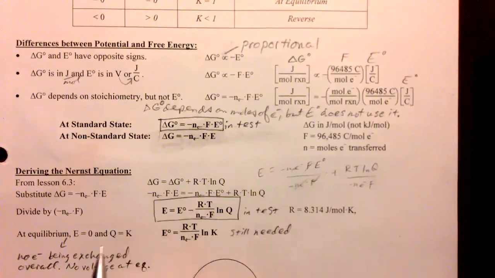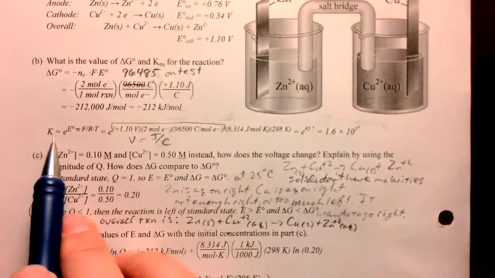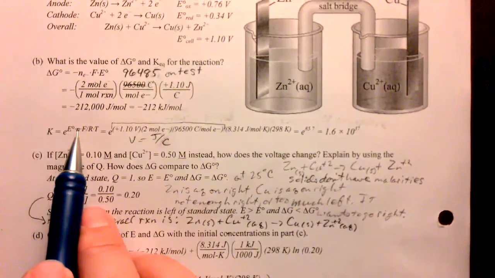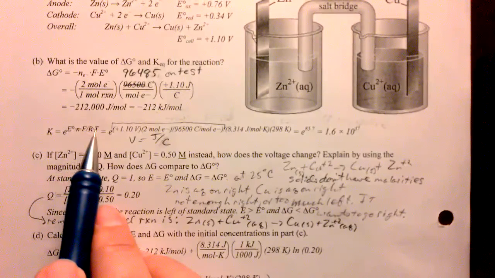So at K, I know I must be at equilibrium, and we said that E non-standard disappears. But if we solve it for K, this whole piece divides under, and then I have to take e to the power of both sides. So this over that becomes the exponent on e. And when I do e to the power of natural log, they unzip and disappear. And so I get K is equal to what I said before, small e to the power of E standard times N times F over RT.